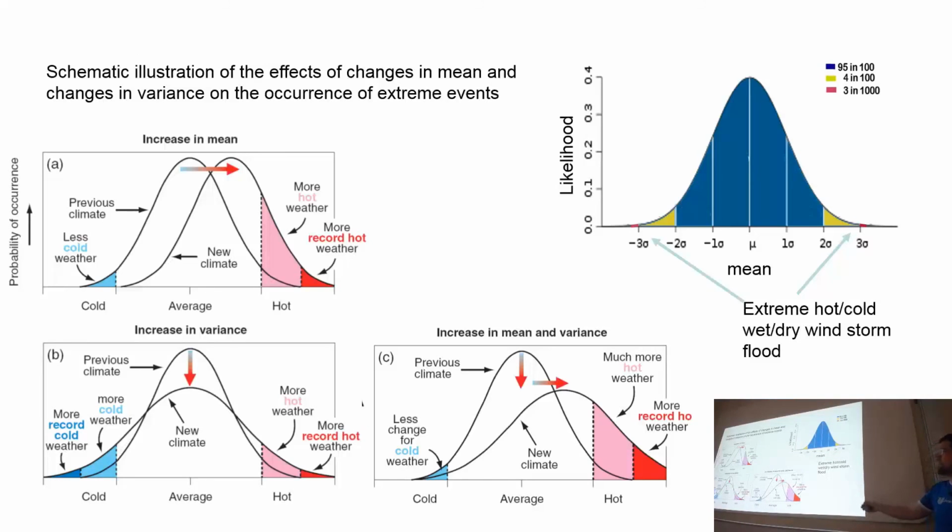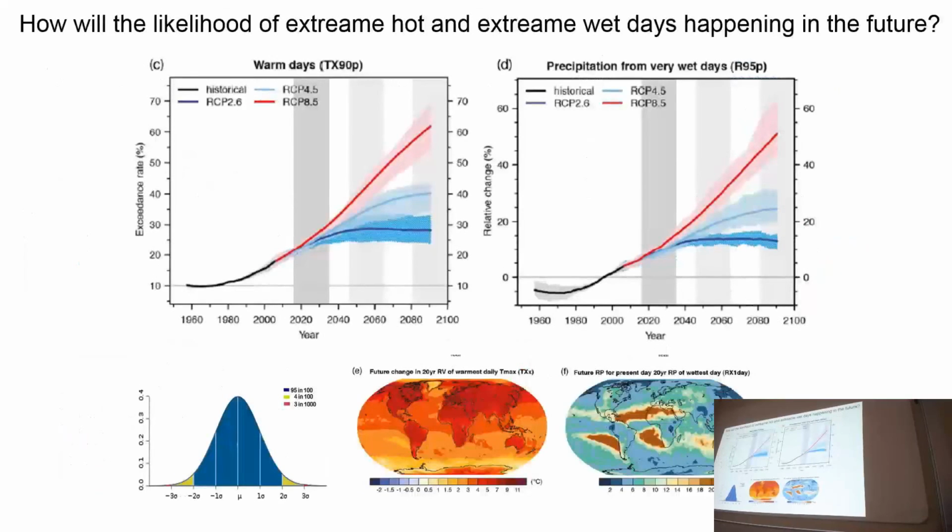And it's not just shifting the average. If you make the distribution flatter, so if you make it more variable, if you make the climate less predictable, then that will also increase the probability of having these extreme events. If you do both, it's kind of like a double whammy. You shift the average and also change the variability, then you get much more likelihood of extreme events.